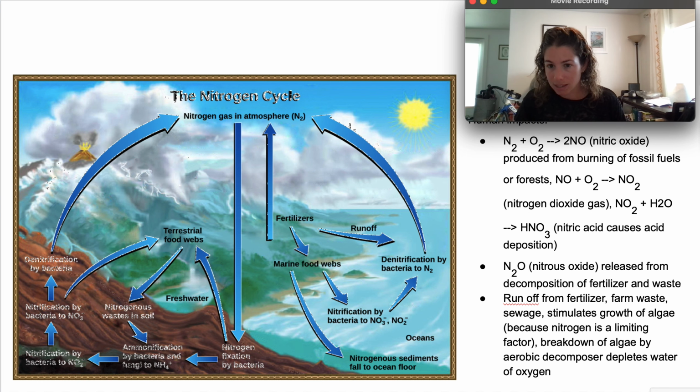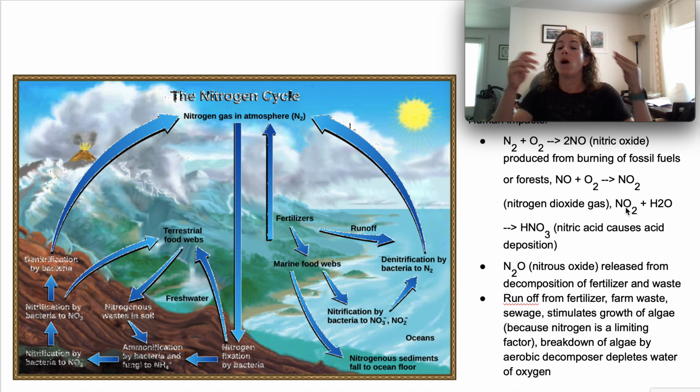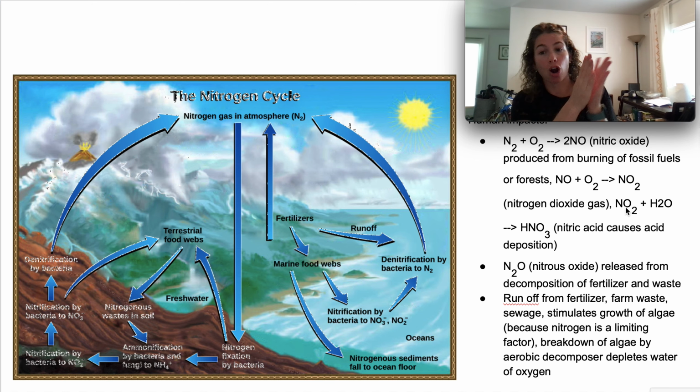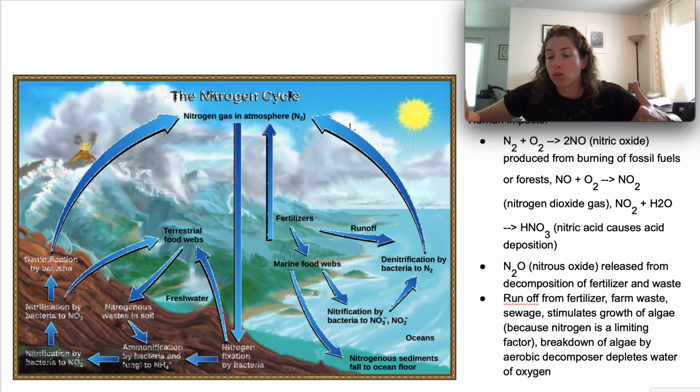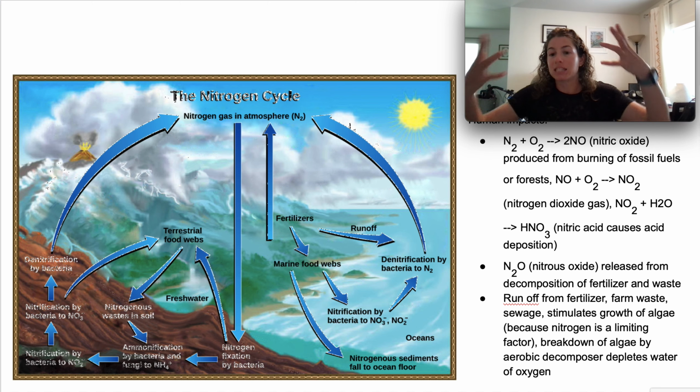Human impacts. The big one is fertilizer, which we talked about already, and the burning of fossil fuels. So when we combine our N2 gas with oxygen, we get nitric oxide, and we do that from burning fossil fuels or by cutting down forests. Once we're started on that, we have that nitric oxide. We've started on this cycle.